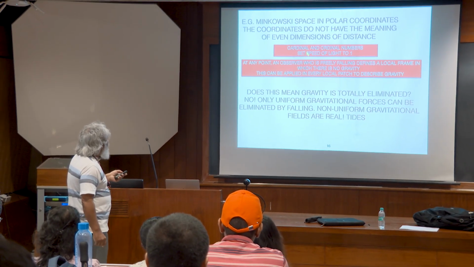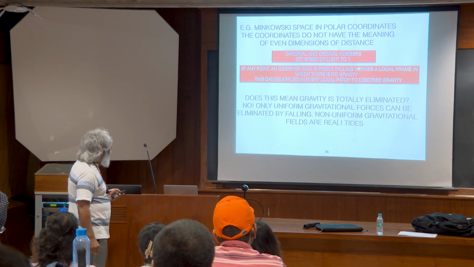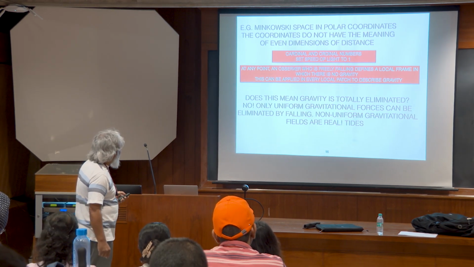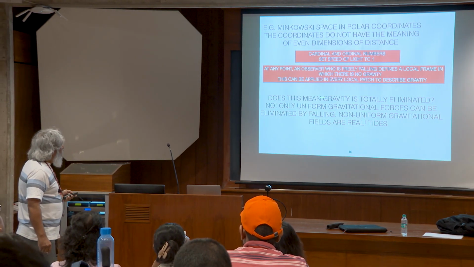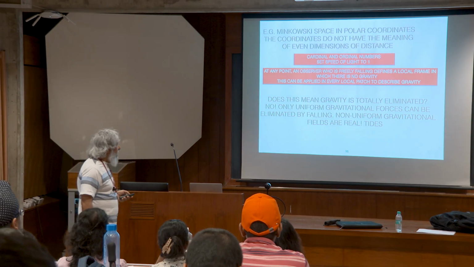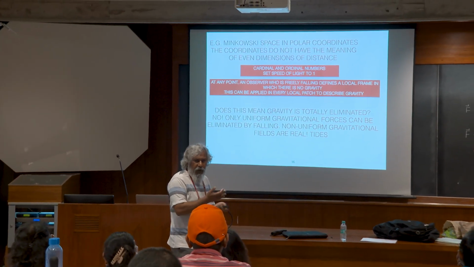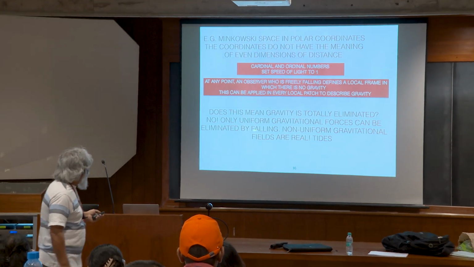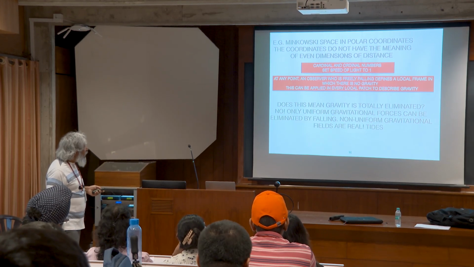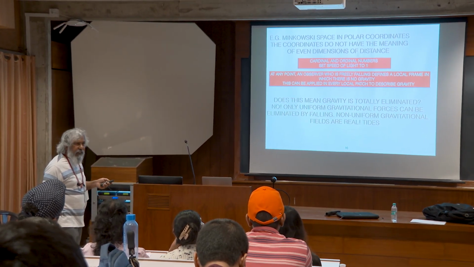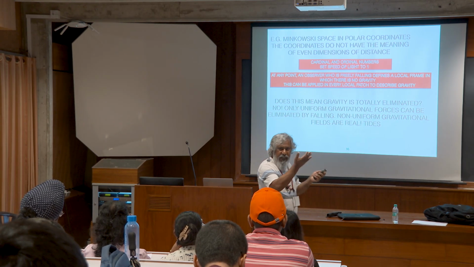Now, at any point, an observer who's freely falling defines a local frame in which there is no gravity. This can be applied in every local patch to describe gravity. So does this mean that gravity is totally eliminated? And if it is, then we don't have to worry about it, we just eliminate it. But that's not true. It's only a uniform gravitational force that can be eliminated by falling. Non-uniform gravitational fields are real, and this is evidenced in the tides which you see. If you live near the ocean, there are tides which are raised by gravity.